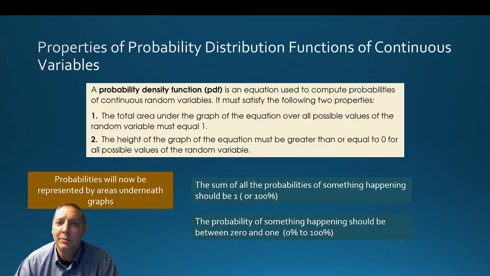So some things about probability distributions: it is now going to be represented as a graph or a picture, where underneath the graph the whole area adds up to 1 or 100%, and the graph will always be positive above the x-axis. Again, related back to the idea you can't have a negative probability.